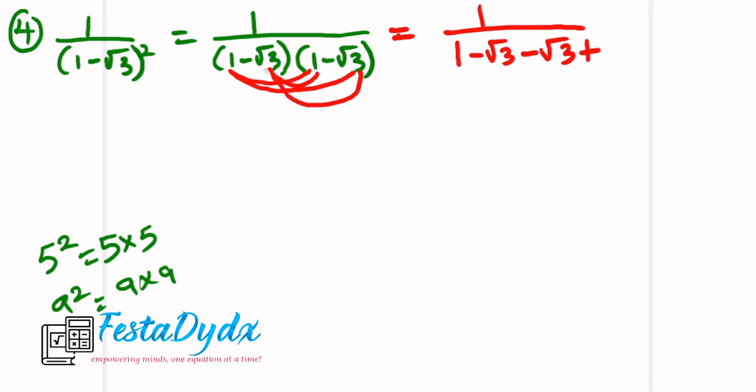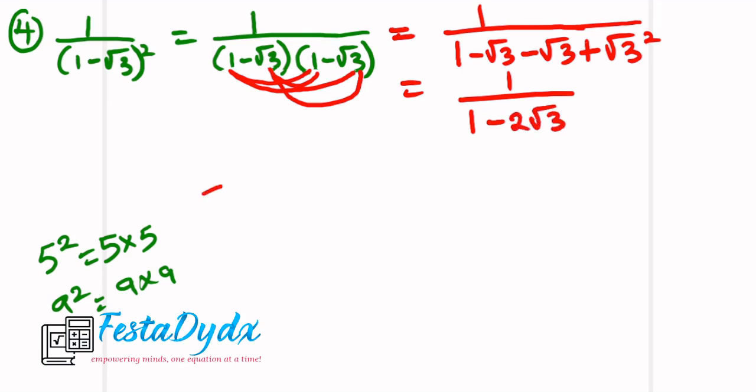Plus, then root 3 times root 3 is going to give us root 3 squared. So now focusing on just the denominator, we have 1 all over 1. Here we have minus root 3 minus root 3. They are the same number, so they are like terms. Minus root 3 minus root 3 is just like saying minus 1 root 3 minus 1 root 3, which is going to give us minus 2 root 3.